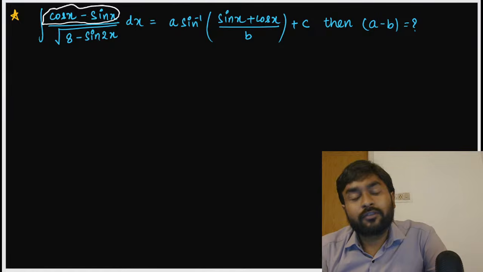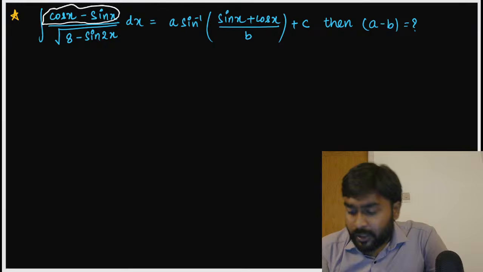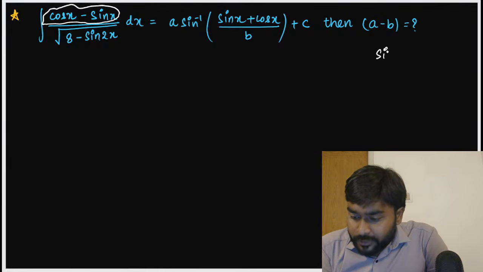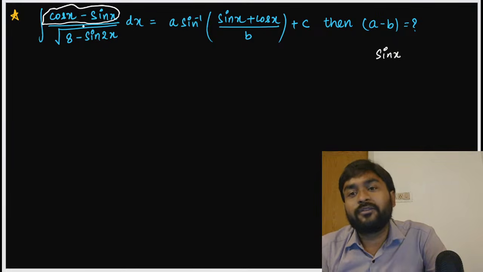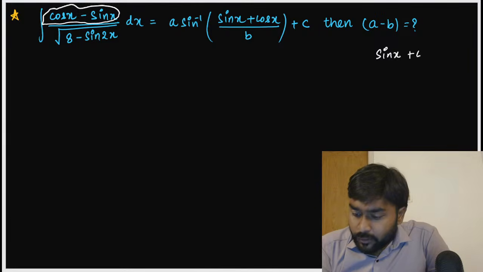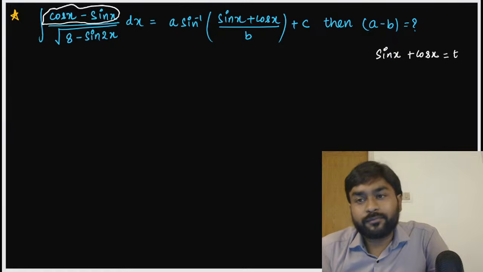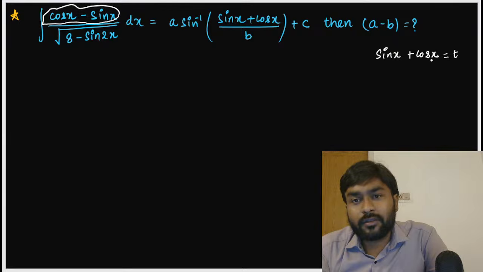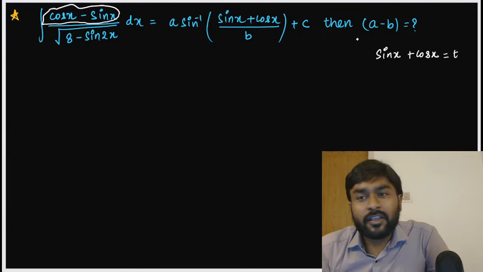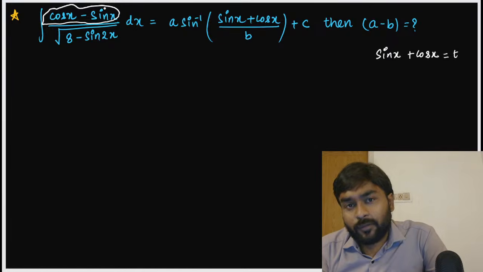What we will differentiate so that this cos x will come. So differentiation of sin x is cos x. So first we will write sin x. Then what we will differentiate so that this minus sin x will come. So plus cos x. This we will assume equal to t because differentiation of sin x is cos x and differentiation of cos x is minus sin x. So we know if we will assume this t, this will become dt.